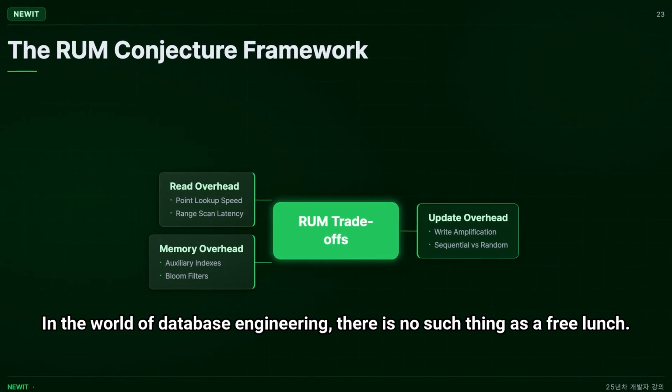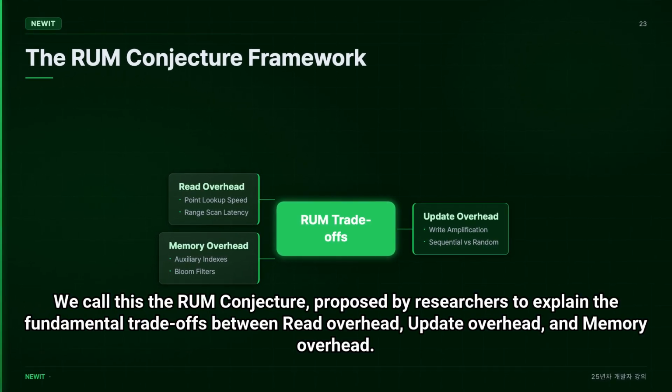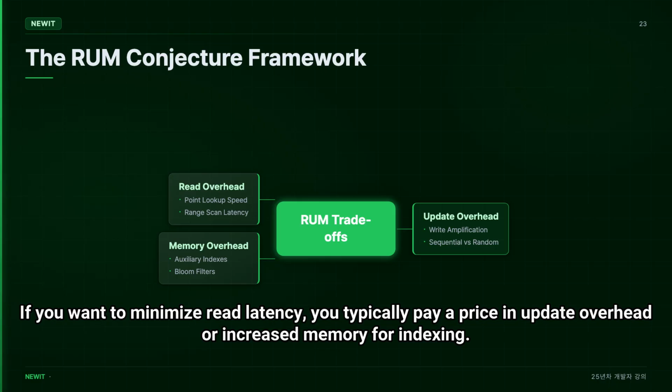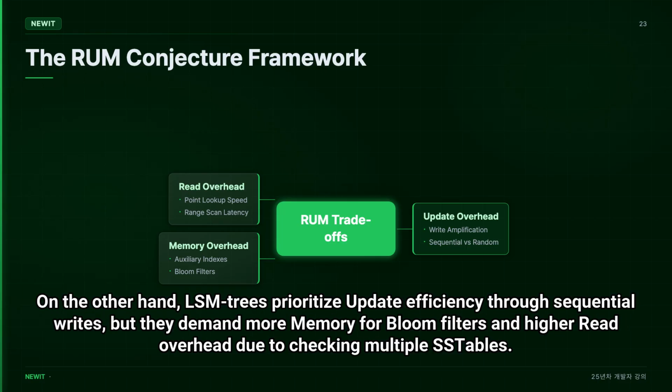In the world of database engineering, there is no such thing as a free lunch. We call this the RUM conjecture, proposed by researchers to explain the fundamental trade-offs between read overhead, update overhead, and memory overhead. If you want to minimize read latency, you typically pay a price in update overhead or increased memory for indexing. B-trees, for instance, prioritize read and memory efficiency by maintaining a sorted, packed structure on disk, but this comes at the cost of high update overhead due to random I/O and page splits. On the other hand, LSM trees prioritize update efficiency through sequential writes, but they demand more memory for bloom filters and higher read overhead due to checking multiple SSTables.